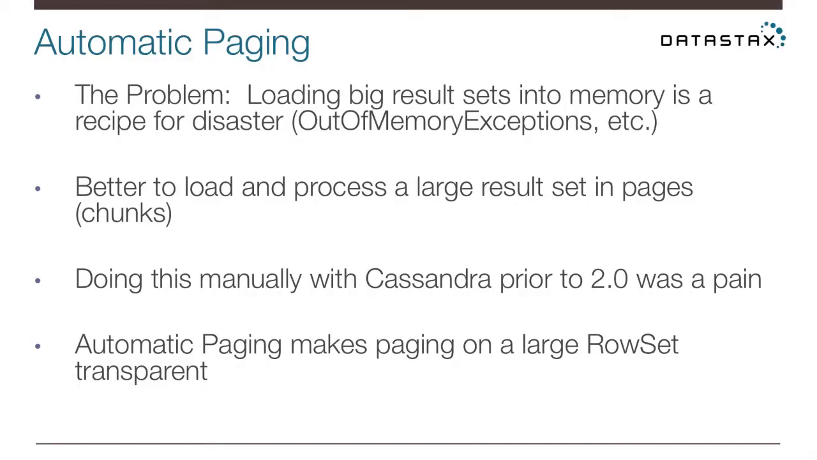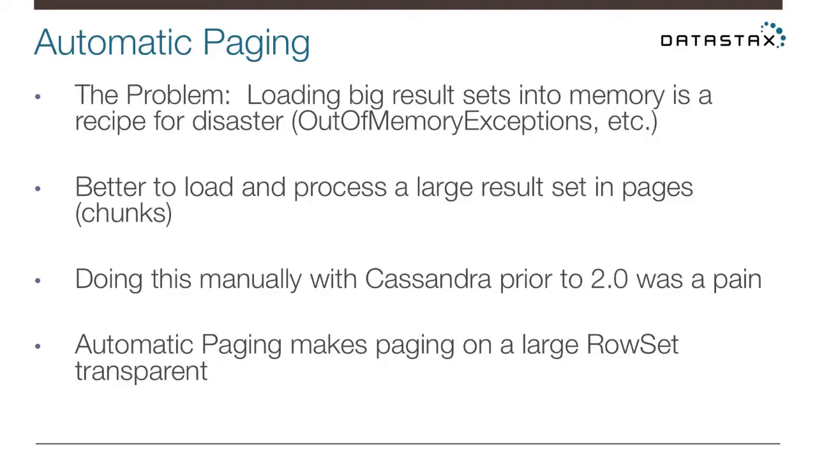All right, automatic paging. The problem it was trying to solve is that a lot of times, because Cassandra is so good at writes, we're dealing with big data, right? Everybody loves that term. A lot of times we're dealing with really, really large result sets, really, really large record sets. And loading big result sets into memory is a recipe for disaster. You're basically setting yourself up to fail. I put out of memory exceptions on the slide, but you're also flooding your network while you're trying to load this humongous data set into memory.